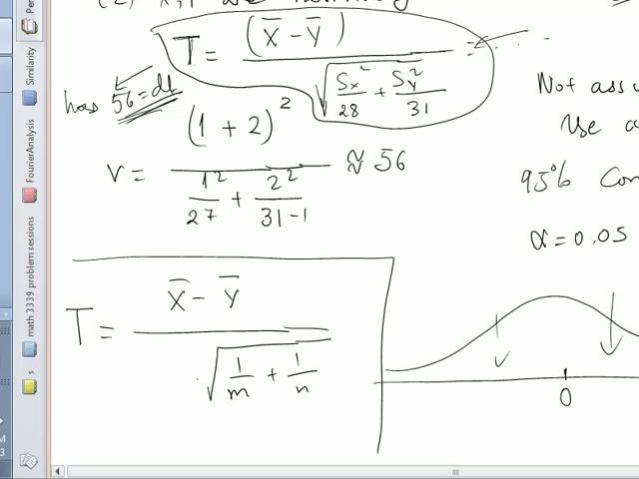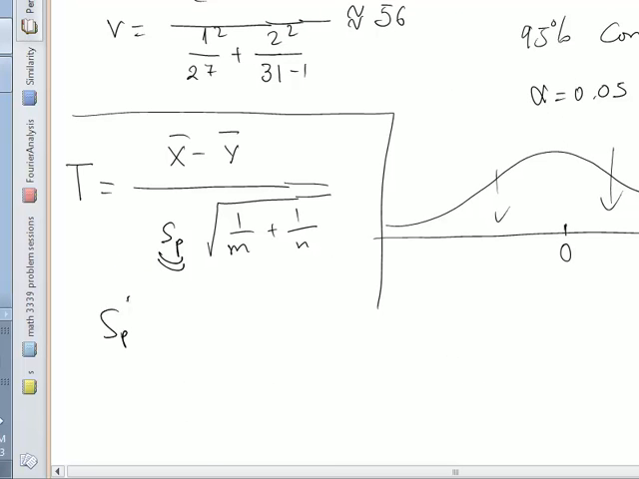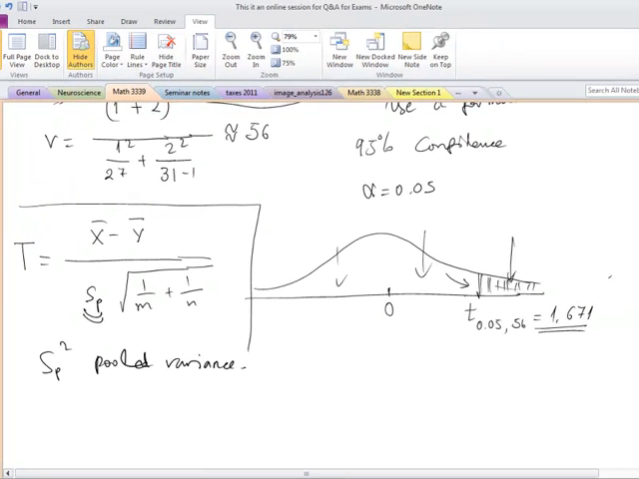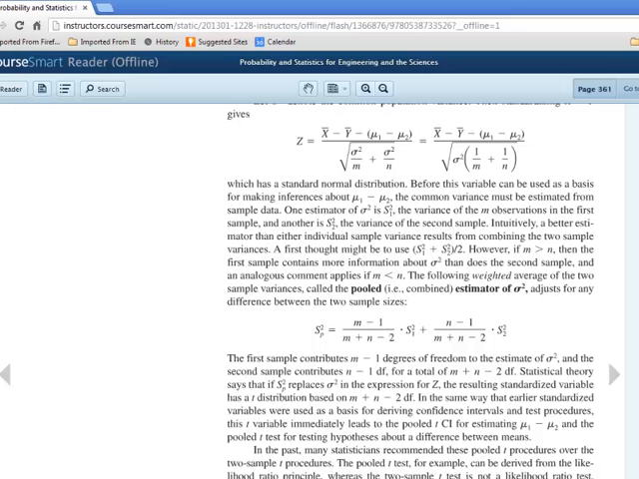SP multiplies the square root. And SP is the pooled standard deviation. So SP squared is called the pooled variance. And where is the pooled variance? Here. That's the pooled variance, that particular formula. Any questions?